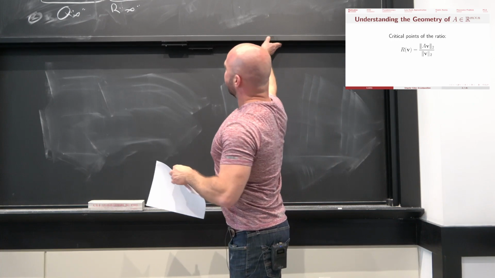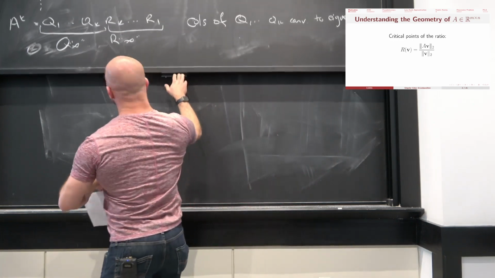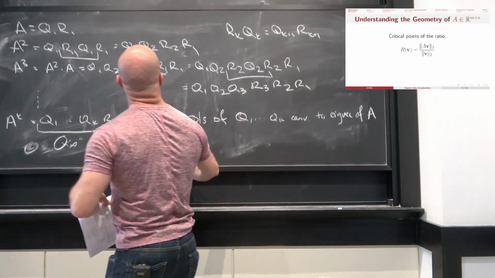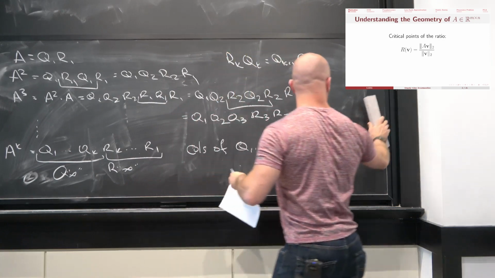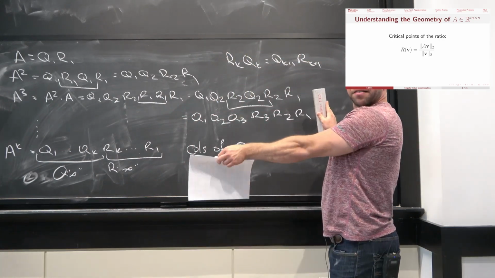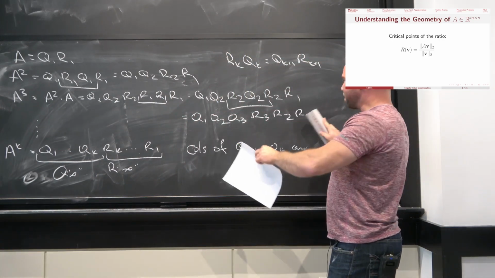I hate this thing. So let's do that. Oh, it's okay to erase the QR iteration? This is old news? Yeah, okay.